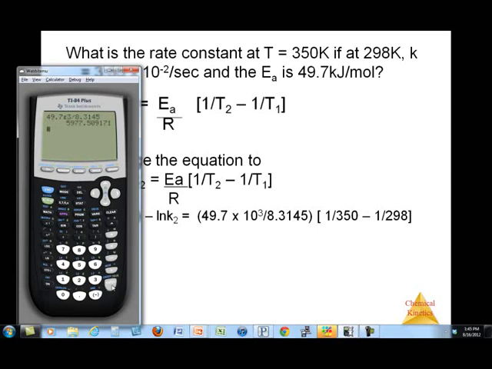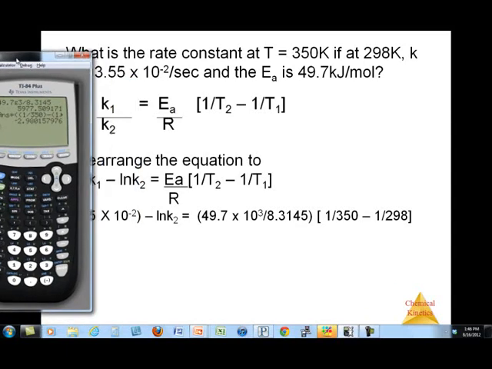8.3145 equals this portion. I'm going to multiply that times, and I'm going to put in parentheses this, and within that I'm going to say 1 divide by 350, close parentheses, minus in parentheses 1 divide by 298 in parentheses. I close those parentheses and I get minus 2.98.